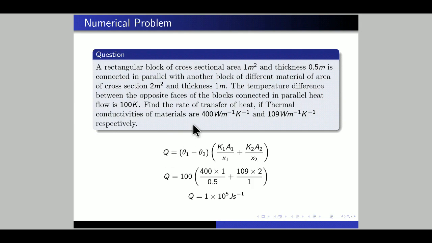In parallel connection, the amount of heat flow is Q = (theta 1 minus theta 2) times (K1 A1 by x1 plus K2 A2 by x2). The values are given: theta 1 minus theta 2 is 100, K1 is 400, A1 is 1 meter square, A2 is 2 meter square, K2 is 109, x1 is 0.5 and x2 is 1. Substituting all the values in proper SI units and simplifying, we get that the rate of transfer of heat is Q = 1 × 10^5 joules per second.